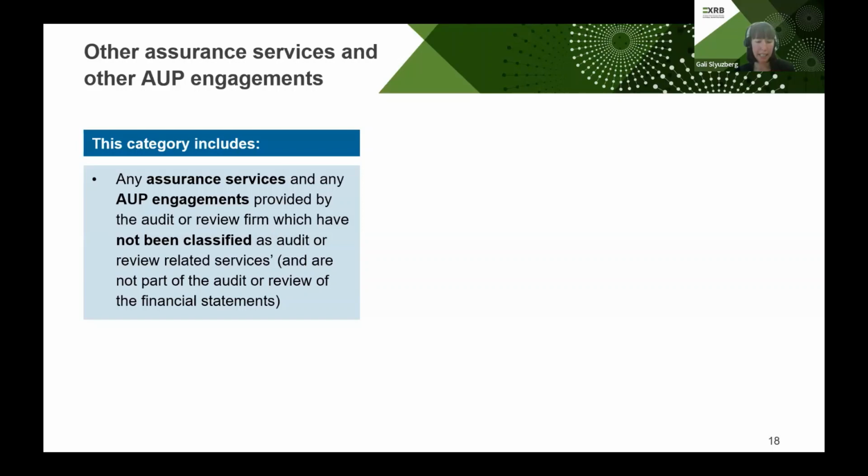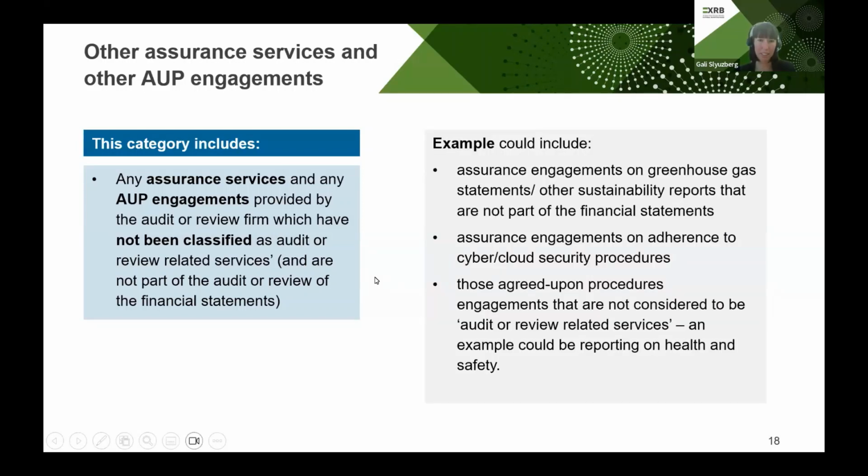So in summary, any assurance service and any agreed upon procedures engagement that did not meet the description of audit or review related services, and of course which is not part of the audit or review of the financial statements, would go into this category: other assurance services and other agreed upon procedures engagements. There are some examples here of services that could be classified in that category, like for example, an agreed upon procedure relating to health and safety. So quite different to the audit or review of the financial statements, not closely related, etc.